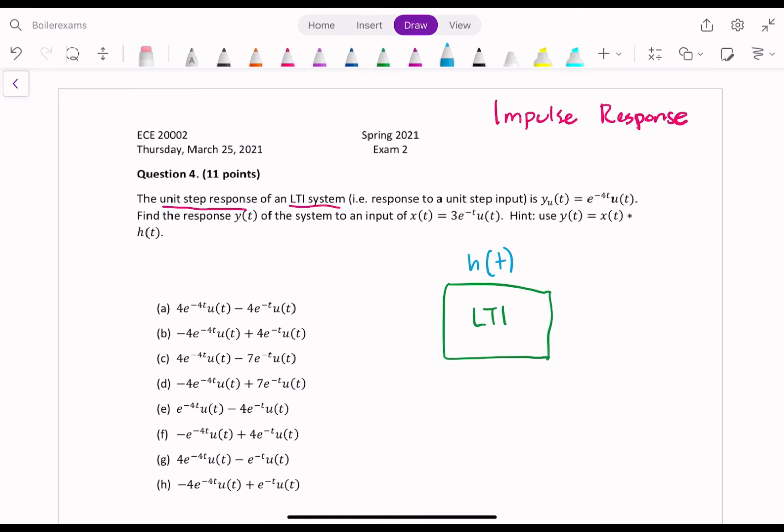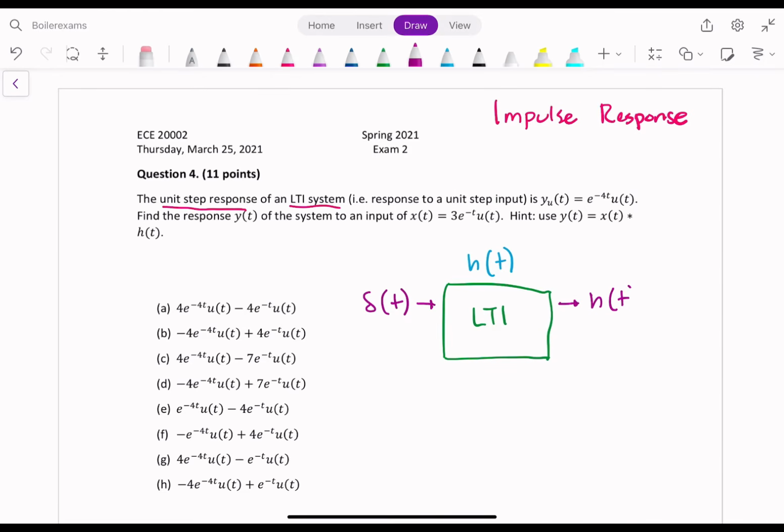And what is the impulse response? Well, it is exactly what it sounds like. It is the response of an LTI system when we apply the impulse function to it, right? The Dirac delta function, that weird thing that I wrote there, which is basically infinity at t equal to 0, and then 0 for all other times.